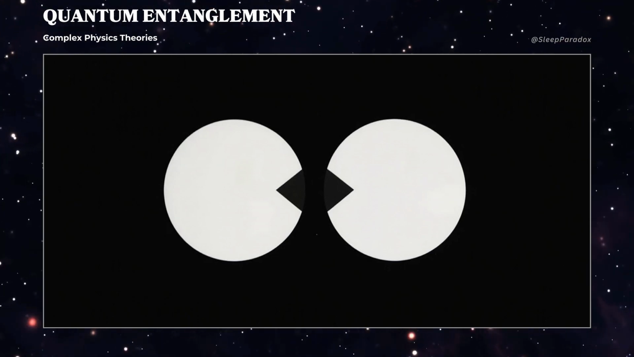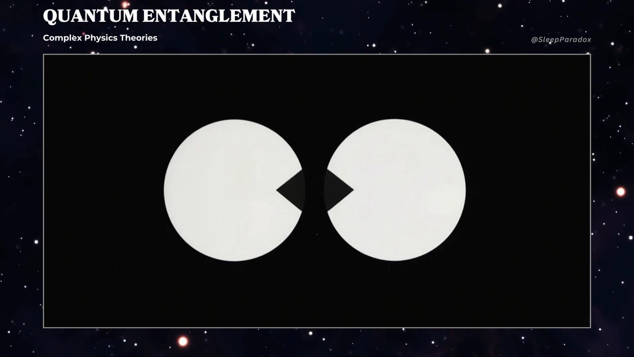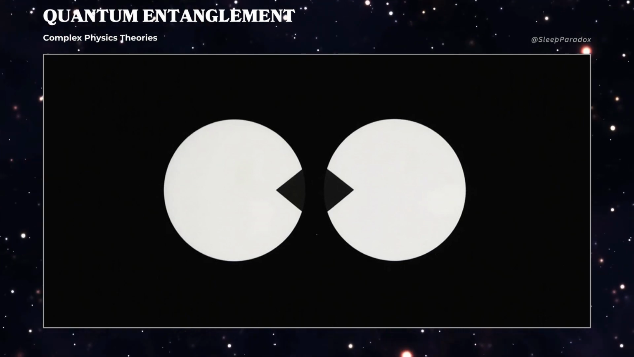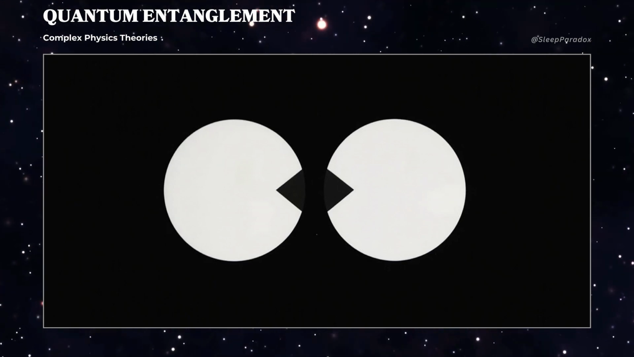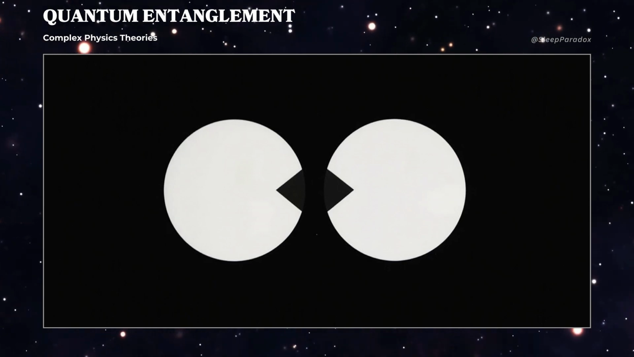But in the 1960s, physicist John Bell developed a mathematical test, now called Bell's theorem, to settle the question. If hidden variables existed, certain statistical outcomes would be limited. But if entanglement was real, the predictions of quantum mechanics would break those limits.